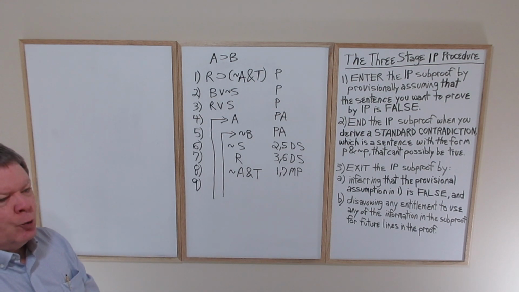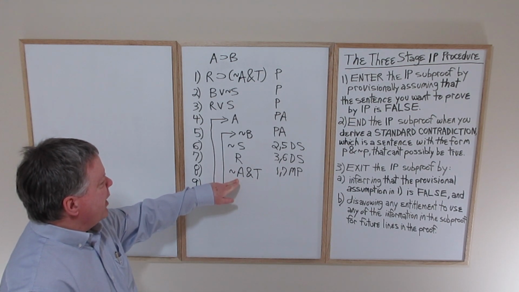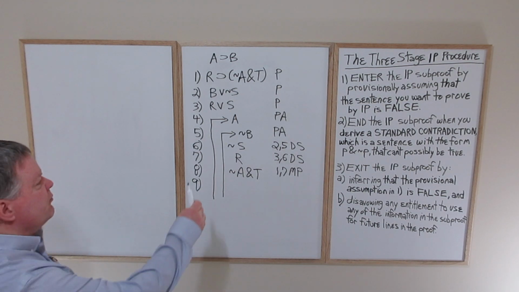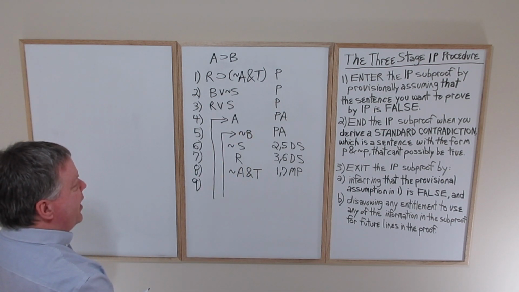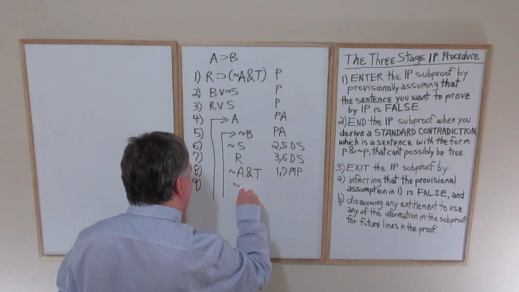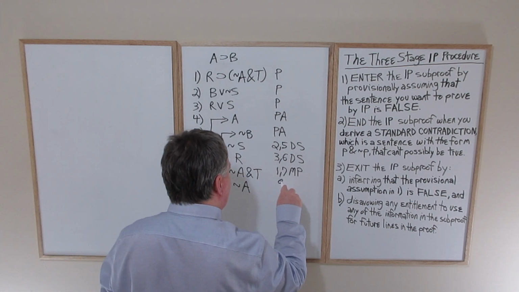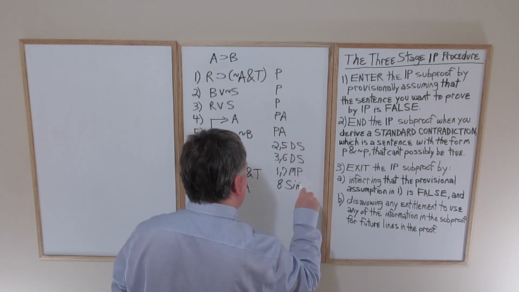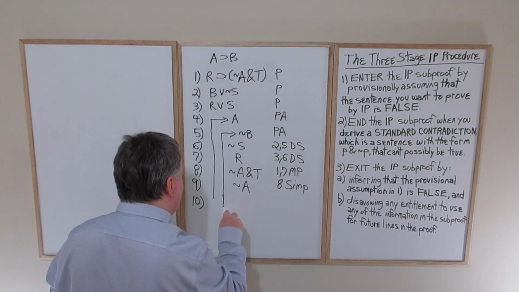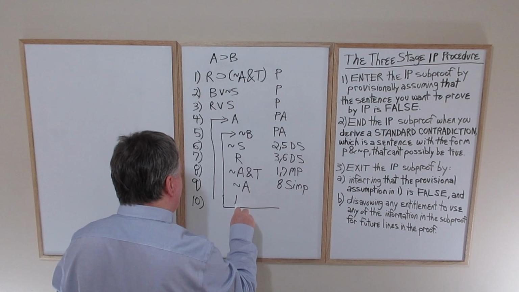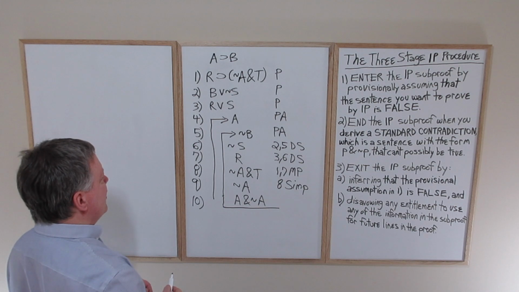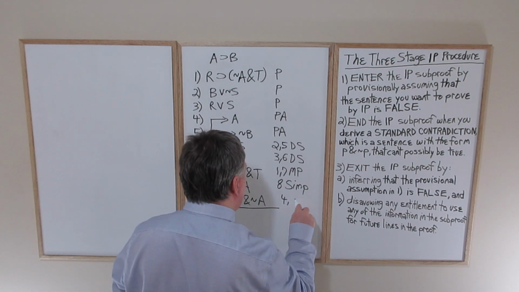What do we need to end the IP subproof? We need a standard contradiction. We've got the provisional assumption A in the original CP subproof, so all we have to do is 8 simplification, and then in line 10, as always, we will end the IP subproof with a conjunction A and tilde A, so that's 4, 9 conjunction.